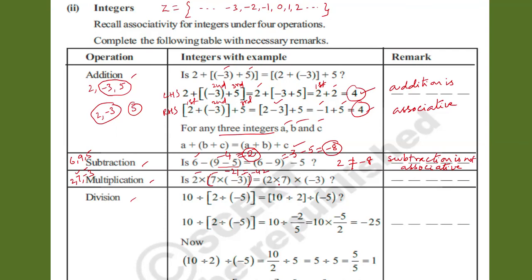In the right hand side part, you observe it. Here we take the first and second, 2 sevens are 14, into minus 3, that is minus 42. What did we get? In the two instances, we got the same result. Hence, what we can say, multiplication is associative.